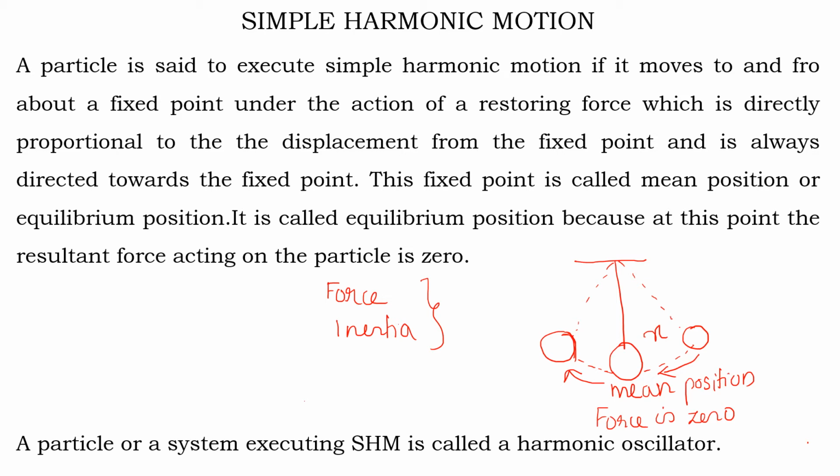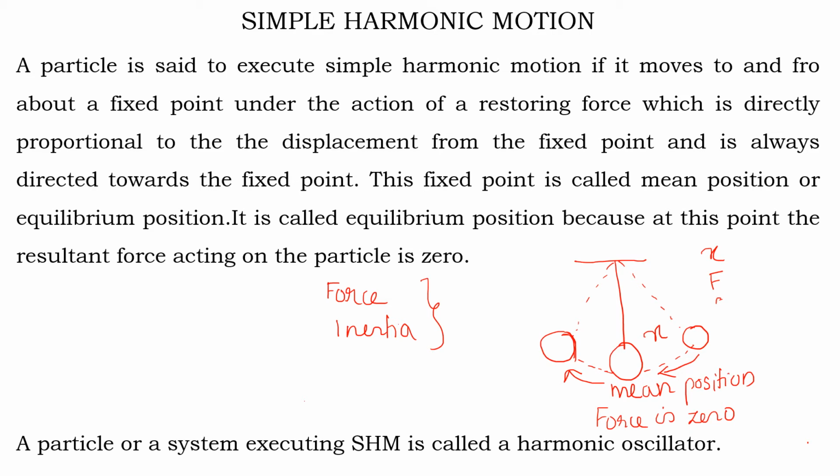Then in this case, if the displacement of the body, that is x, is very small, then the restoring force will be very small. And if the displacement x is very large, then the force will be very large. That is, the force will be proportional to the displacement, and the acceleration will also be proportional to the displacement. But both the force and acceleration are produced opposite to the direction of the displacement. That is, the force is always trying to bring the body to the mean position, and hence it is always directed towards the mean position.